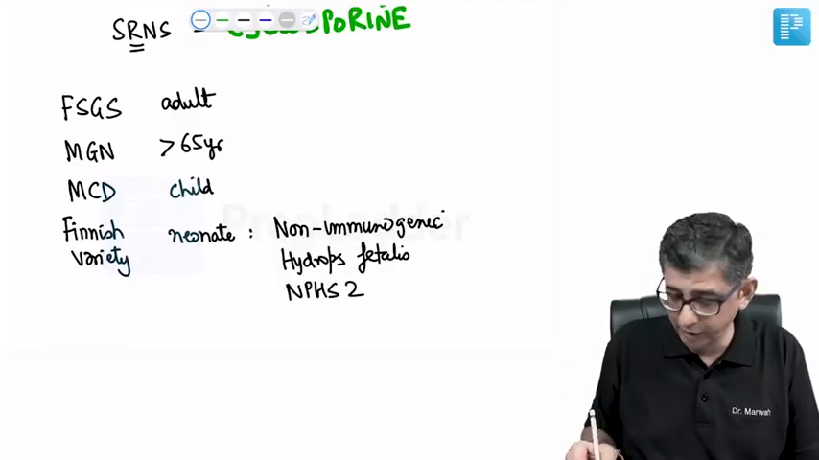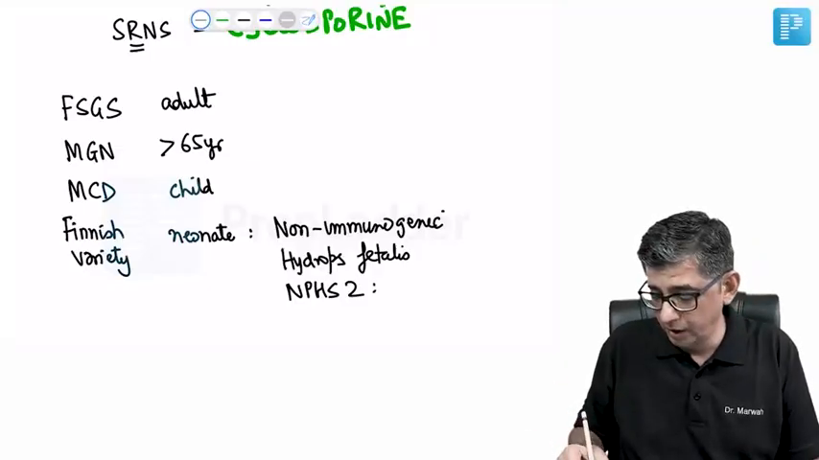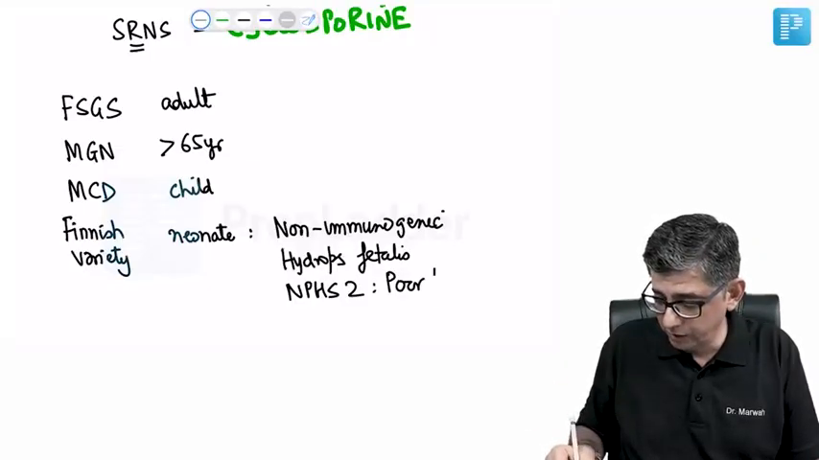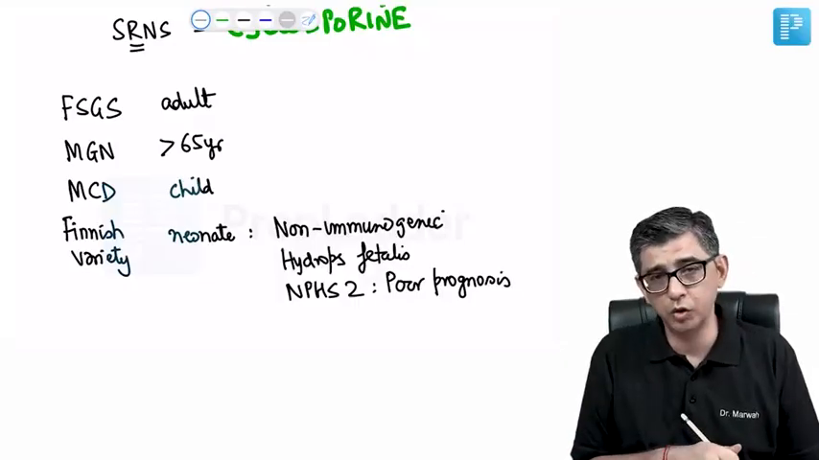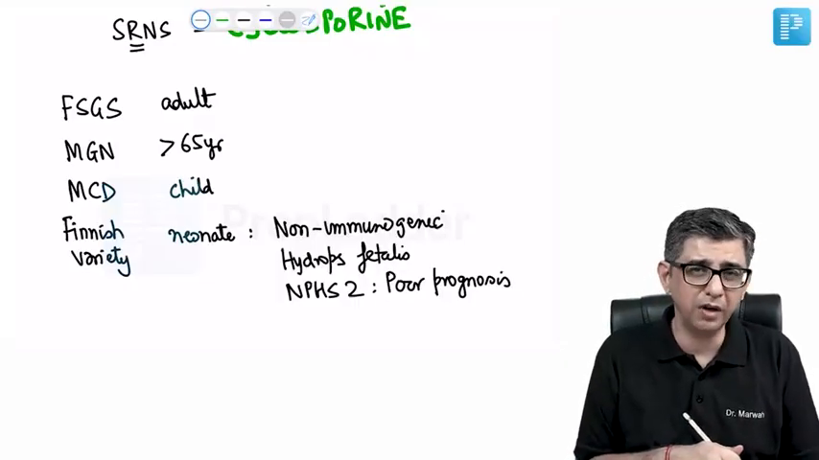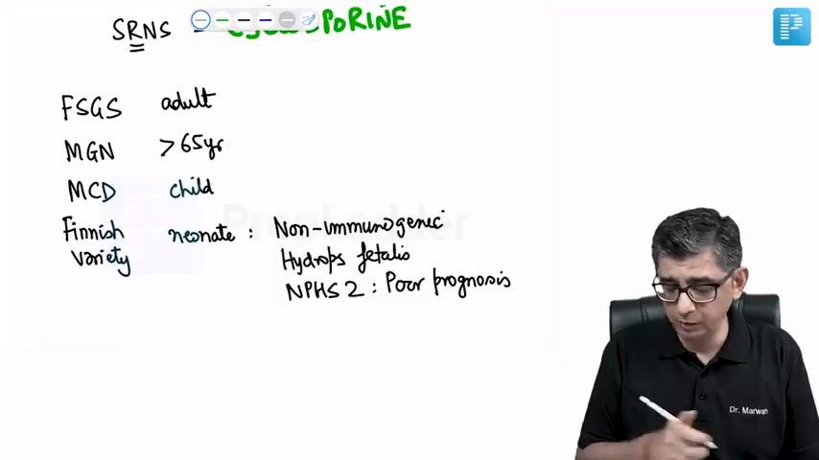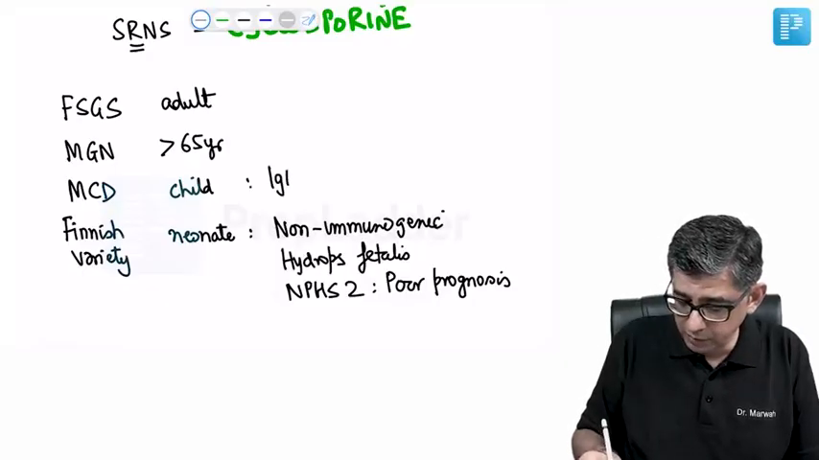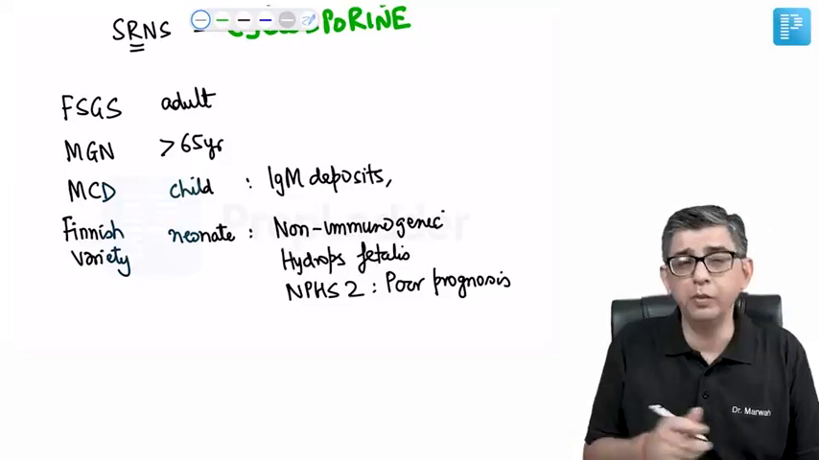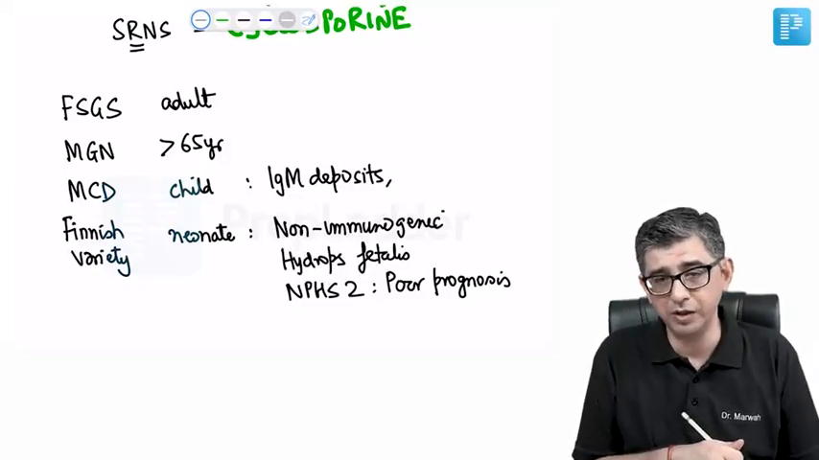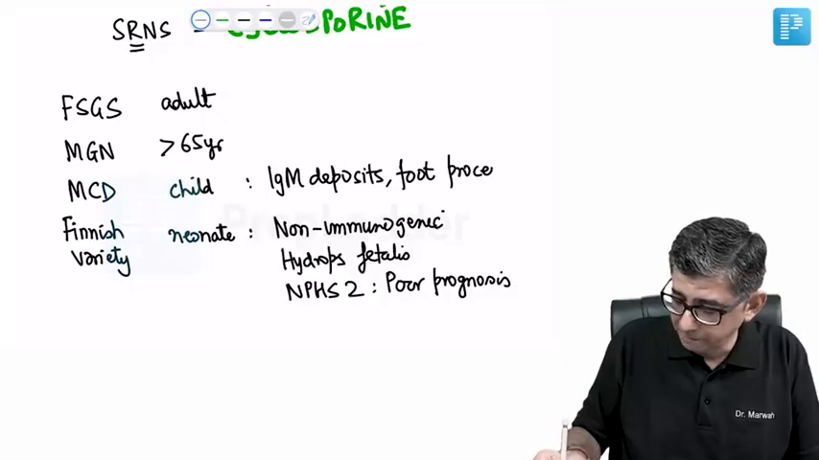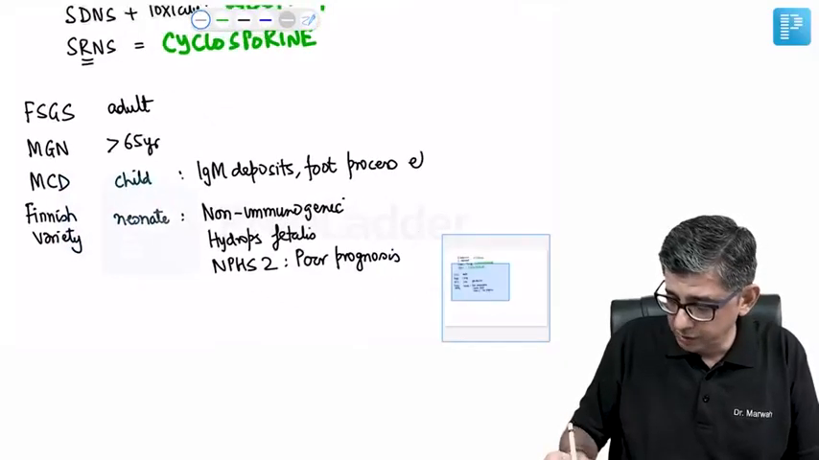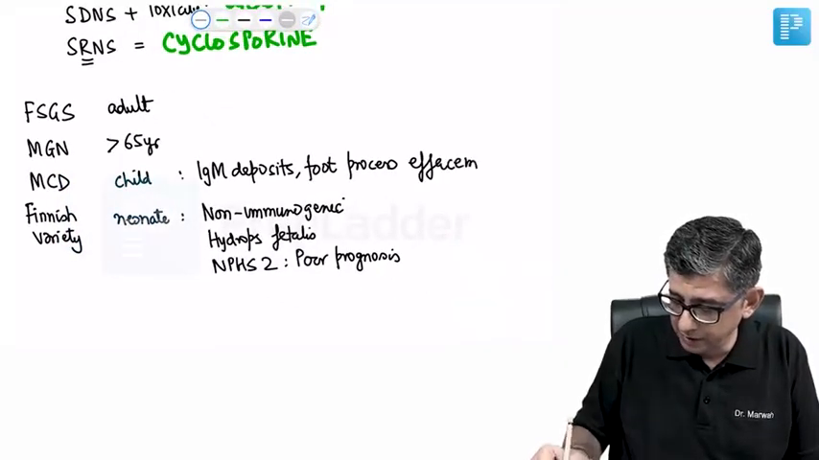At the moment, the details of this will follow in the subsequent slide, but from the exam perspective, they've asked which one has a poorer prognosis. It is the NPHS2 gene defect variety that has a poorer prognosis. For minimal change disease, a special finding given when describing the kidney biopsy is IgM deposits present, and the second is foot process effacement. Effacement means blunting is present.